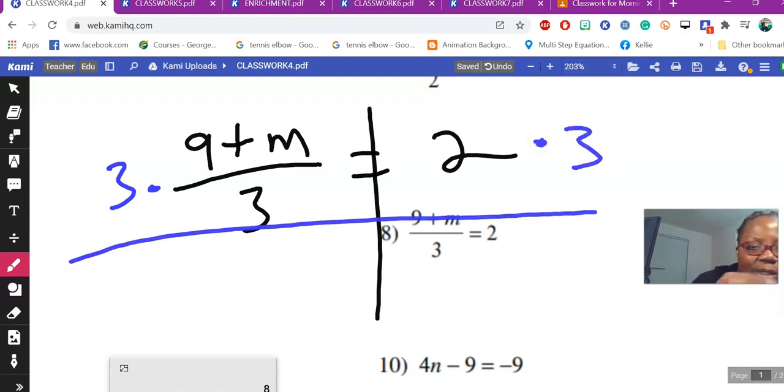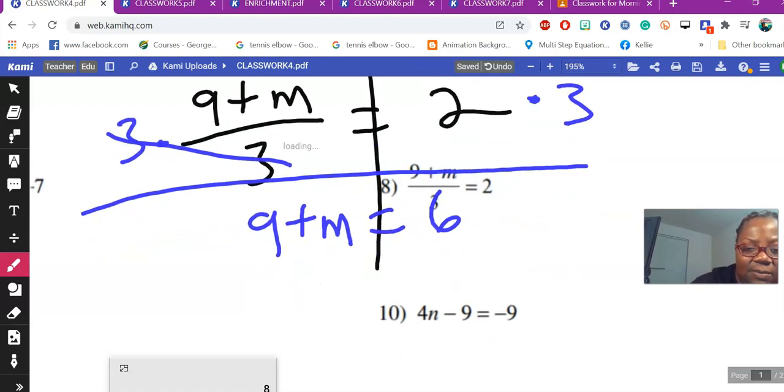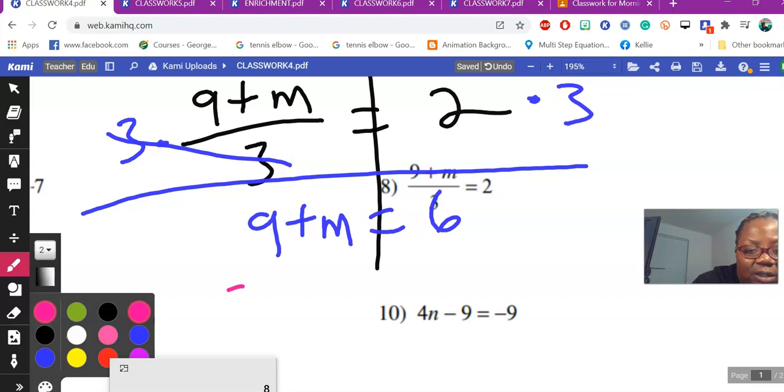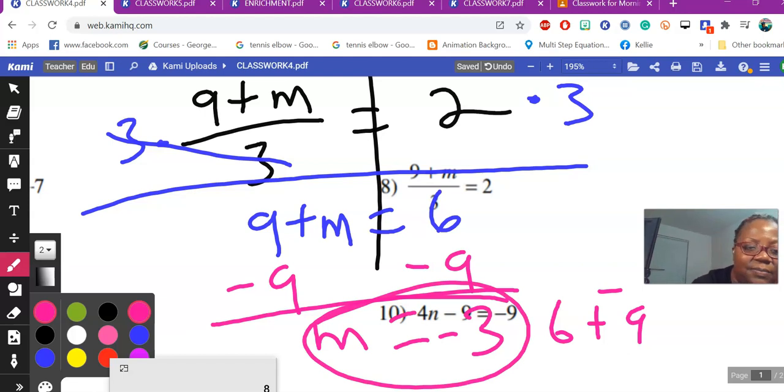Long story short, this is going to leave us 9 plus m. 2 times 3 is 6. So now, to get m by itself, you'll subtract 9. Subtract 9. That leaves us m. 6 minus 9, I'm going to make things more complicated than it is. I subtract, I'm going to have a negative 3. So m equals negative 3. There we go.